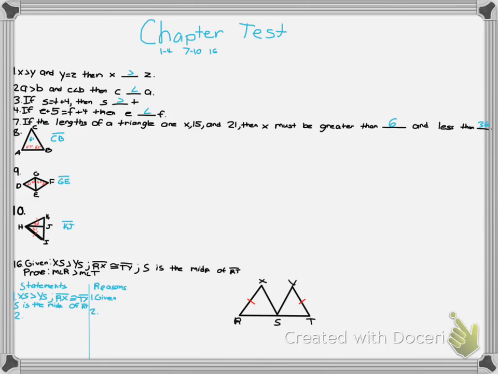And then on to the proof, number 16. The given is XS is greater than YS, segment RX is congruent to segment TY, and S is the midpoint of segment RT. The first step to the proof is always to state the given, so we did that.